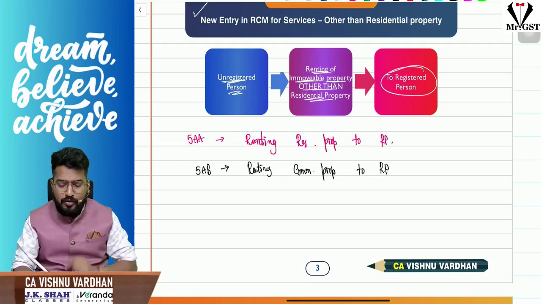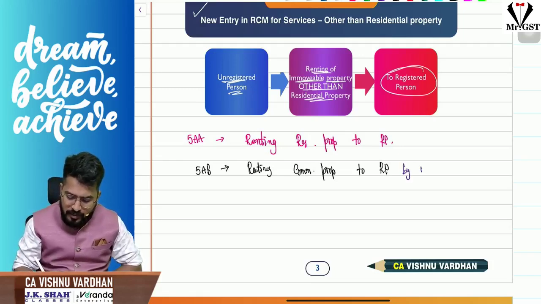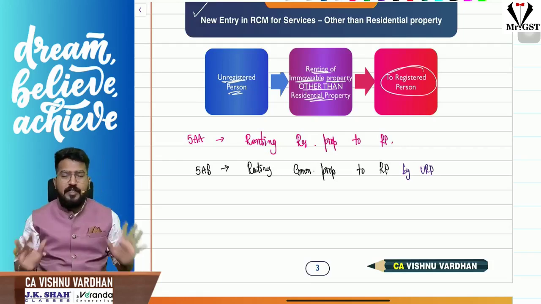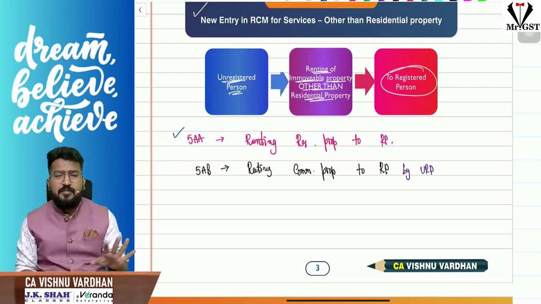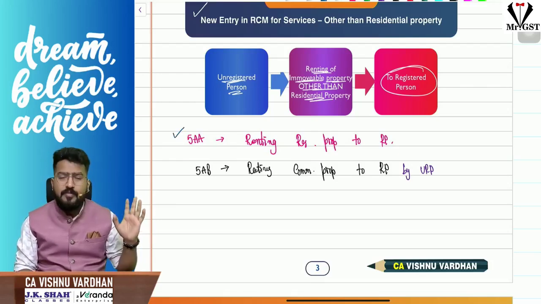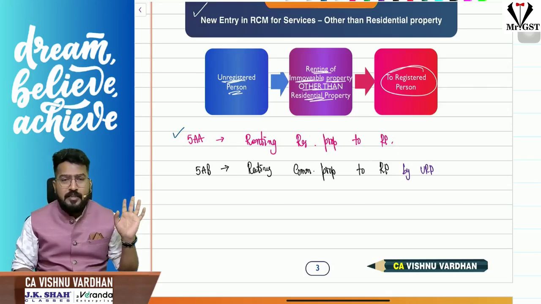But here one more catching point is, sir, it should be by an unregistered person. Definitely an unregistered person. Here in entry 5AA, please understand, if a residential property is rented to a registered person, no problem, sir. Whether the supplier is registered or not, all that stuff doesn't matter. If the recipient is a registered person, straight away, what? It is taxable under RCM.